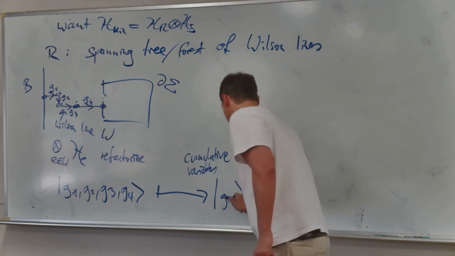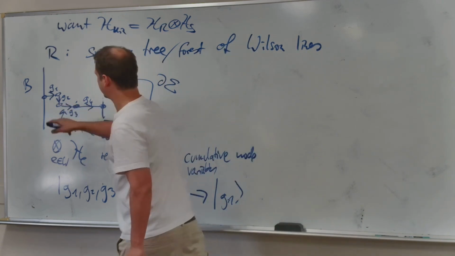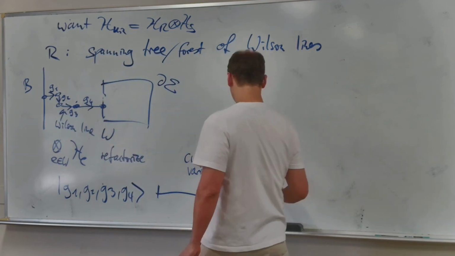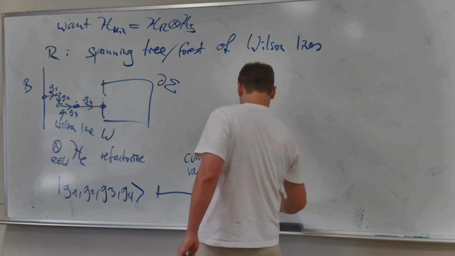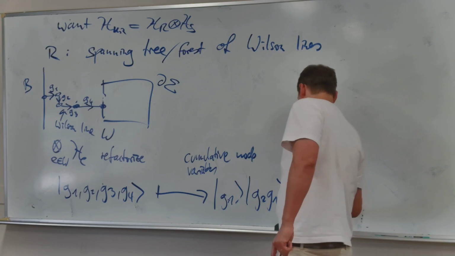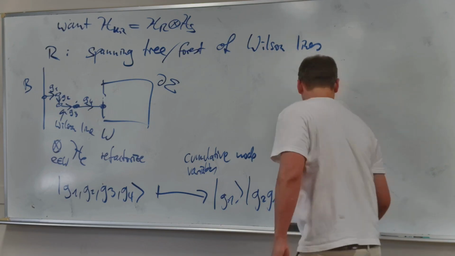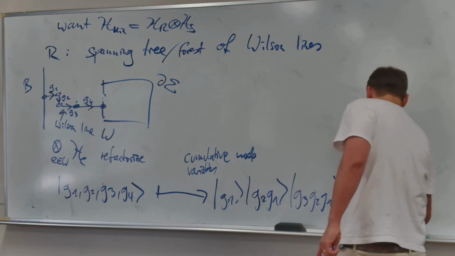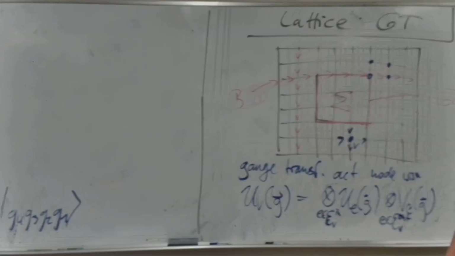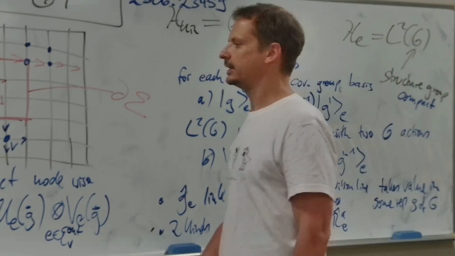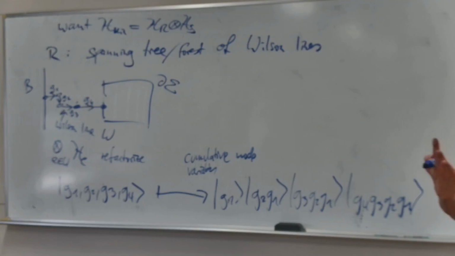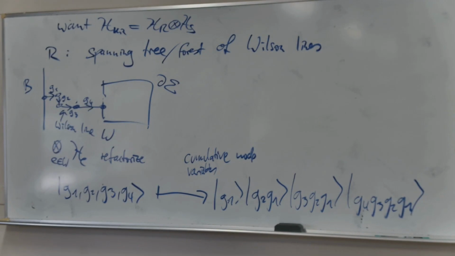So Q1 remains the same. Then I want to go to the second vertex here. And that one will be G2, G1. The next one is G3, G2, G1. The last one is G4, G3, G2, G1. So I'm just refactorizing my Hilbert space. You can convince yourself that this is unitary, and each one of them is still defined as still a regular representation in each of these factors. Okay?